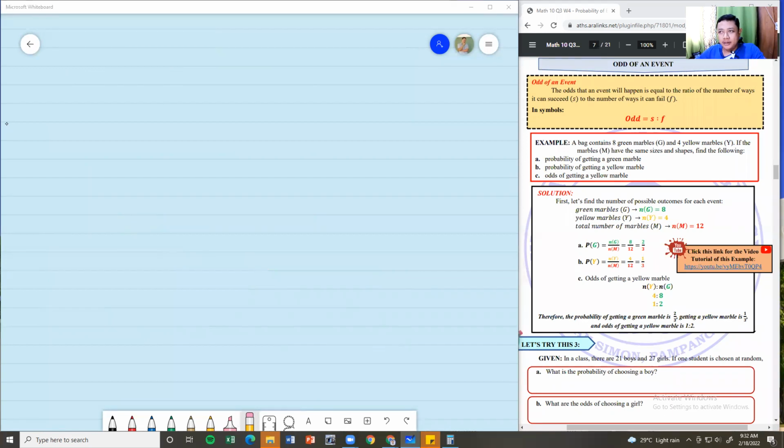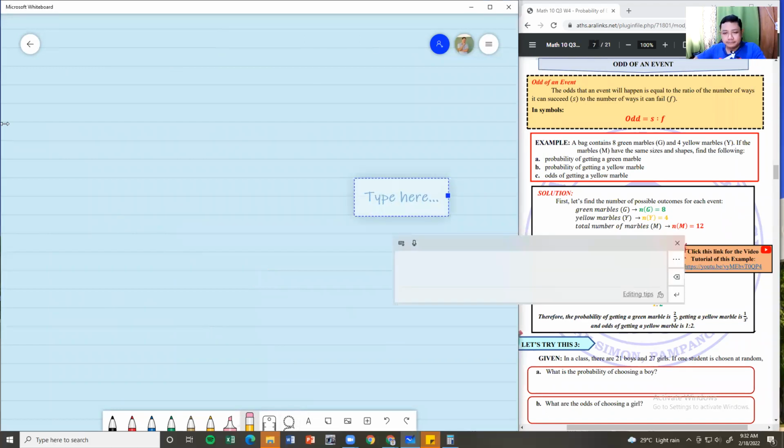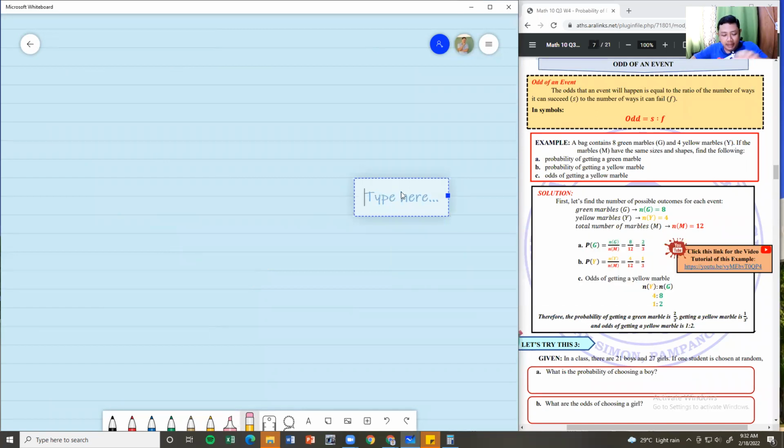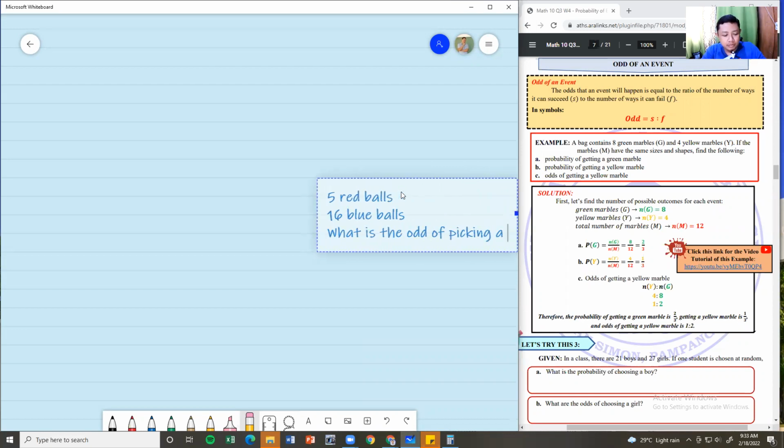For example, I have 5 red balls and 16 blue balls. What is the odd of picking a blue ball?